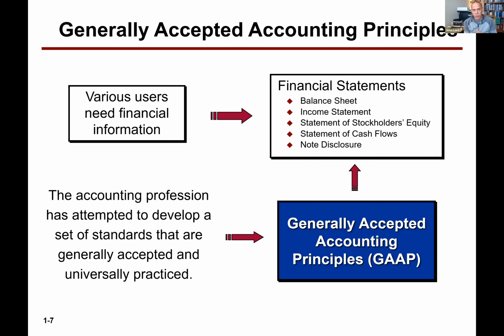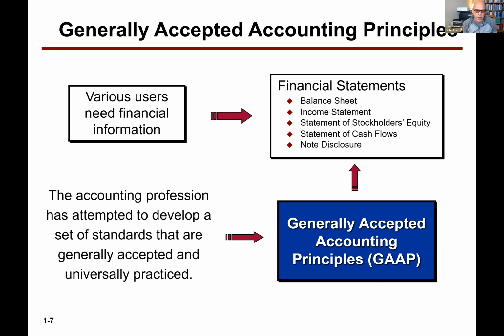So we have primary users, and we said that we have the Securities and Exchange Commission. It wasn't created through Sarbanes-Oxley. It was created through the 1933-34 securities laws. The SEC has the authority to set accounting standards for public companies. Public companies have to prepare their financial statements, and the SEC is the entity responsible for making sure that they do that, and that they follow the accounting standards.